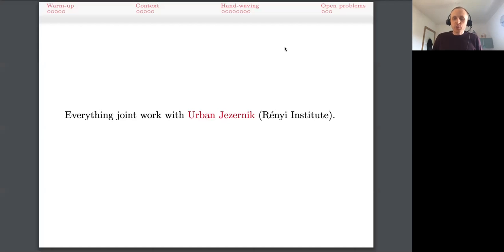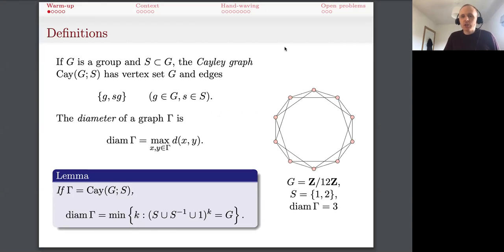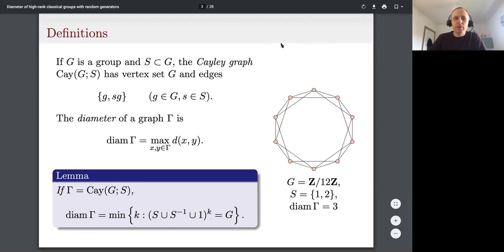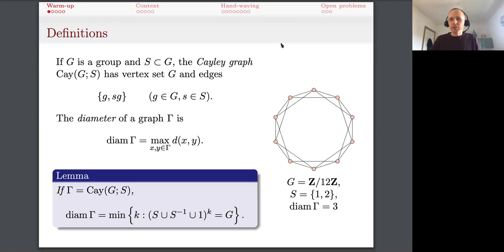So, what's a Cayley graph? You probably all know. You take any finite group, and you take some set of generators, any set of generators, and you form a Cayley graph by taking a vertex for each element of your group and joining two vertices whenever they differ by one of your generators. So this is a graph that captures the manner in which your generators generate your group, essentially.